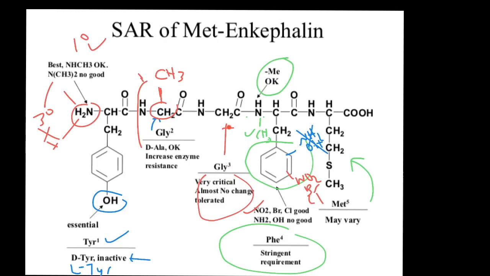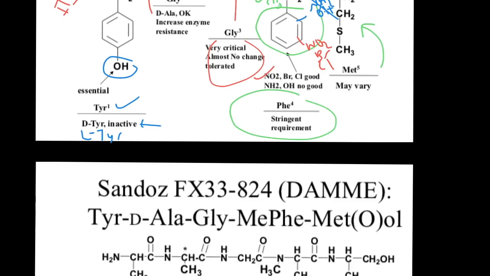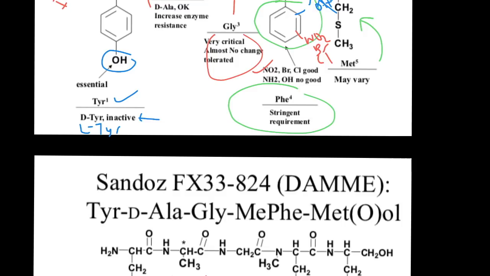Glycine is essential. Phenylalanine is essential. Adding a substituent here still has activity. However, adding an electron donating group here is not good for activity. Adding a methyl group can be good here, and this methionine group may vary. Going down on the page, this follows the same SAR as I described earlier.